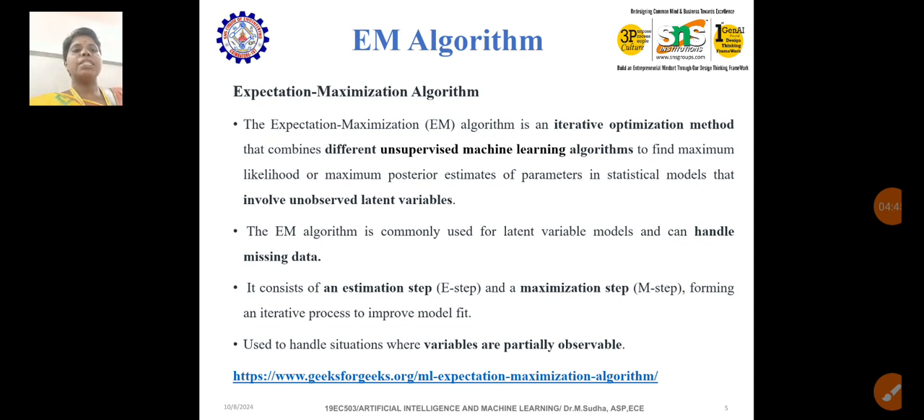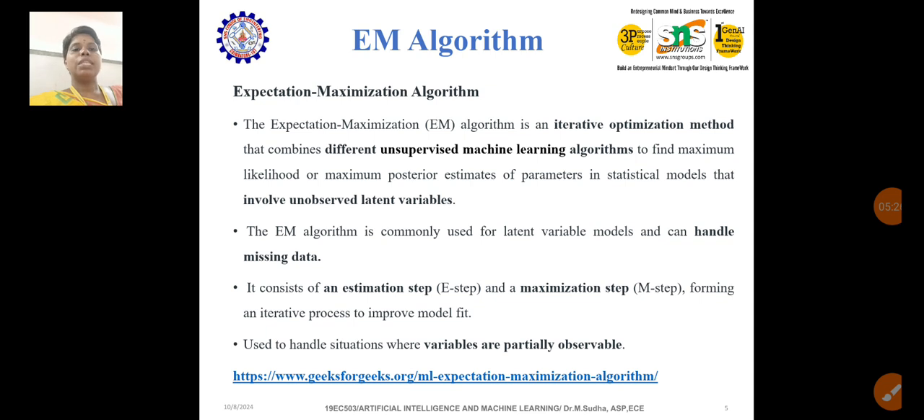The EM algorithm, expectation maximization algorithm, as discussed in the previous slide, is an iterative optimization method that combines different unsupervised machine learning algorithms to find maximum likelihood or maximum posterior estimates of parameters in statistical models that involve unobserved latent variables. The main thing is that it is iterative, a repetitive process of optimization, and it involves unobserved latent variables. This is the main concept behind the expectation maximization algorithm.